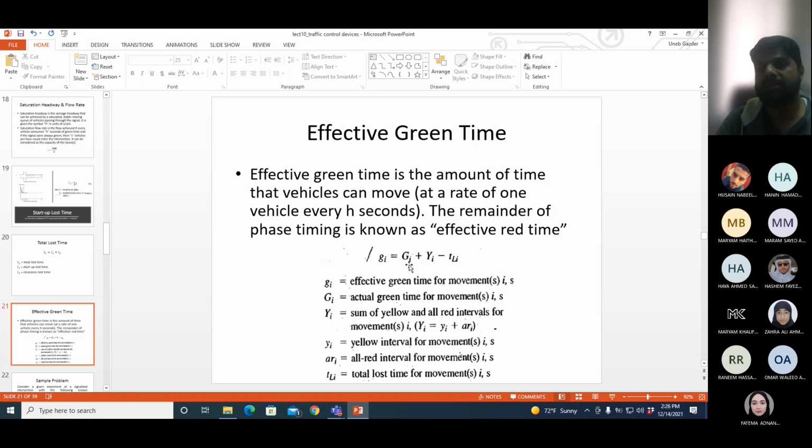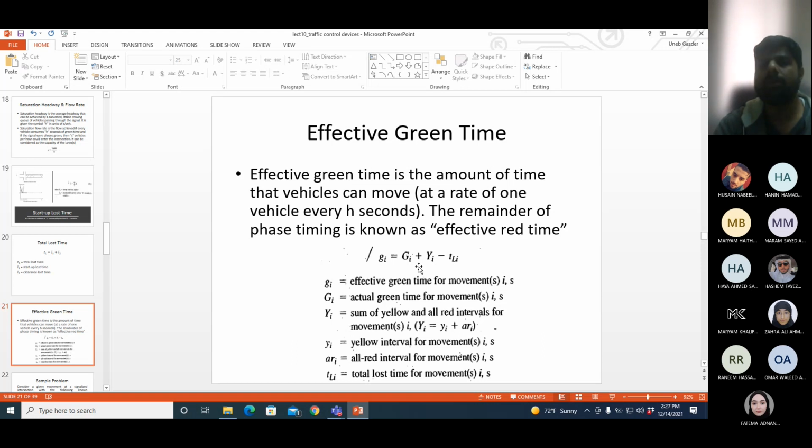What is effective green time? The amount of phase time during which cars were moving at saturation headway value. Okay, the amount of phase time during which the interval between the moving vehicles was equal to h, saturation headway. That is effective green time. Okay, how can we calculate effective green time? Effective green time can be calculated using this equation, which is G plus capital Y minus TL.